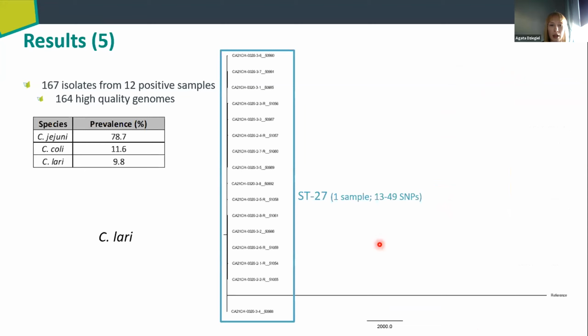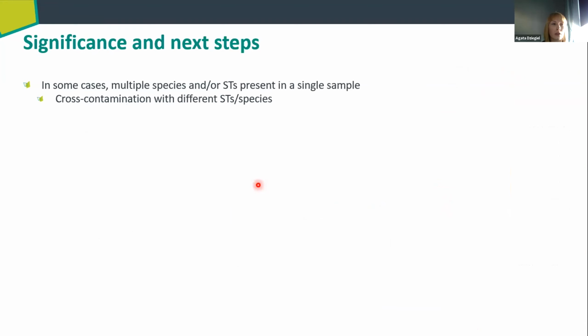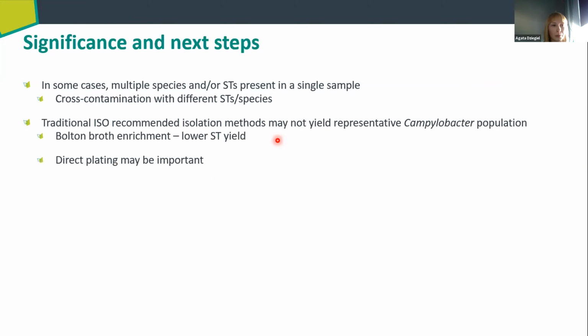And for Campylobacter lari, we only identified 1 sequence type in a single sample, and again, there wasn't much difference between the isolates here. So in terms of the significance of these findings, we saw that in some cases, multiple species and even sequence types were present in a single sample. And this further evidences cross-contamination with different sequence types and species. We cannot determine at which stage this has occurred. It could have occurred at any point of the meat processing stage, or even before, or even at retail level.